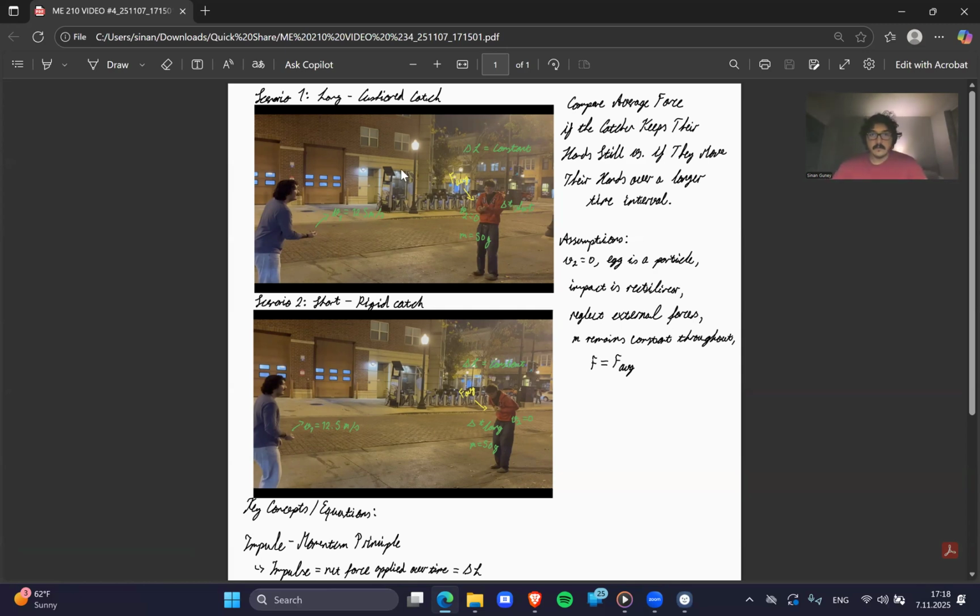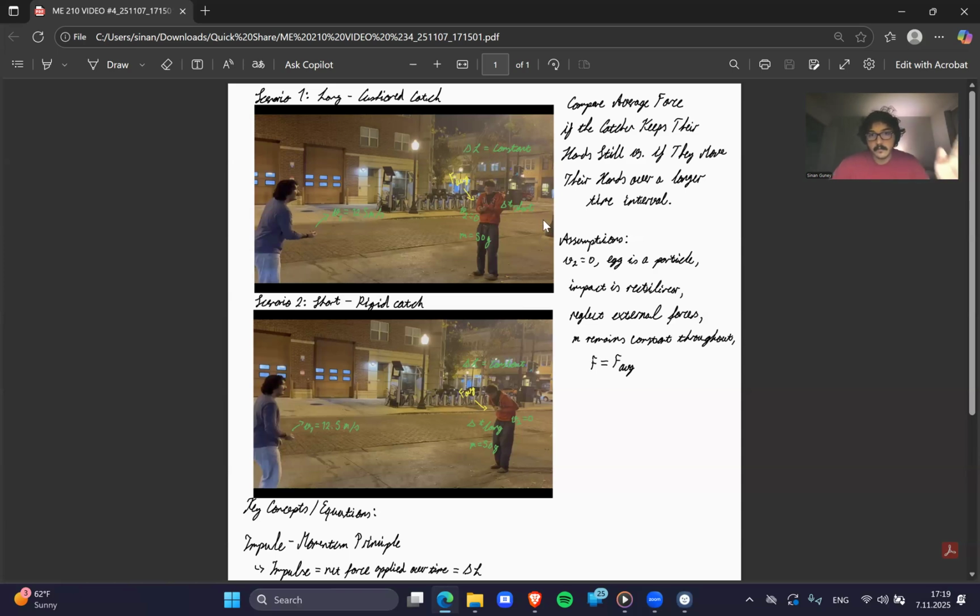Now you can see in this first picture that is scenario one, and the second picture that is scenario two. A long versus a short catch. The initial velocity is the same for both, which I found by using software, and the final velocity is zero. The mass is 50, and delta t is different for both, obviously, but the delta L, the momentum, is constant for both.